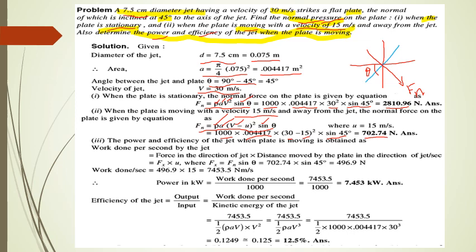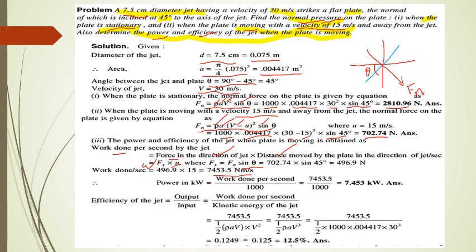They also asked us to determine power and efficiency. Formula for power. Here first of all we have to calculate work done. We know the formula for work done. What is that? Force into distance. Here the force is the horizontal force. We have to use the horizontal force. Work done W equal to Fx into U. We know the F value and also we know the U value. Substituting the values, work done equal to 7453.5 newton meters per second.